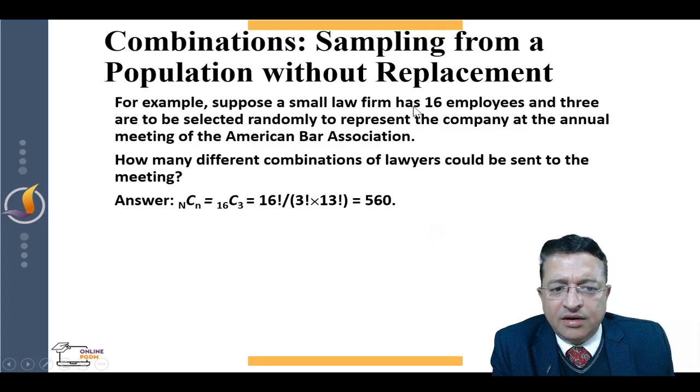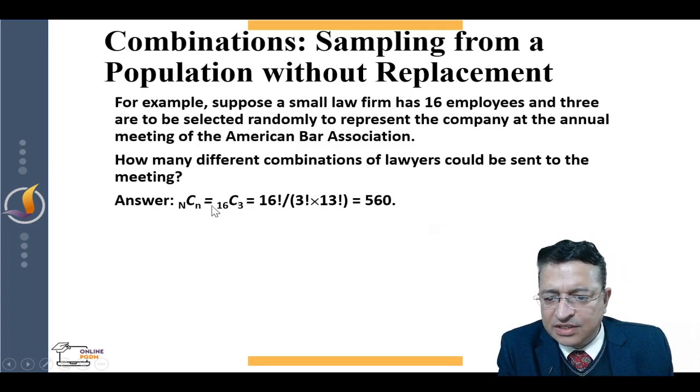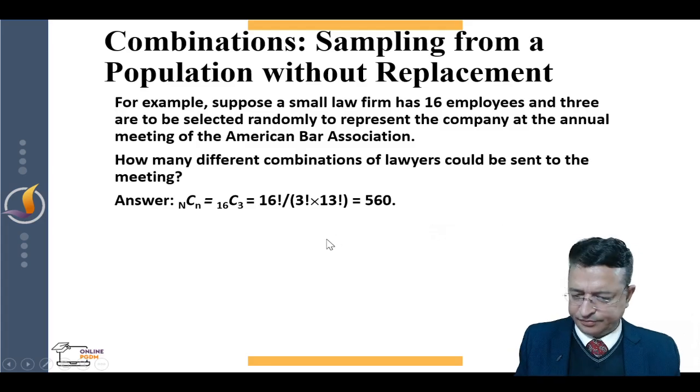So here again we have to identify what our population is. There are 16 employees, so 16 is your capital N, and small n is how many we want to select, which is 3. So it is NCn, 16C3, and accordingly we can calculate.